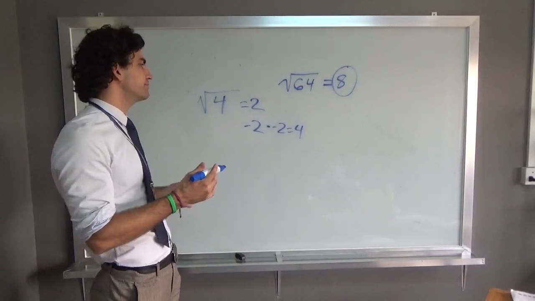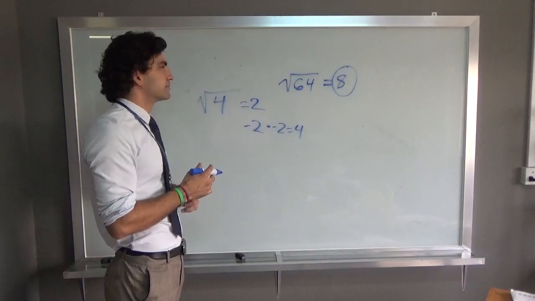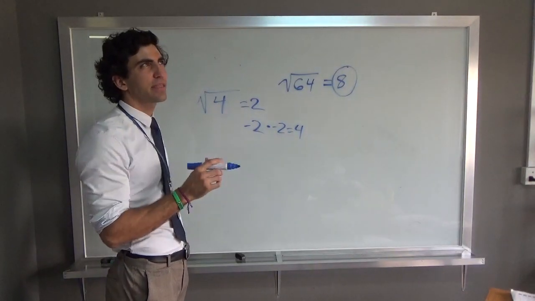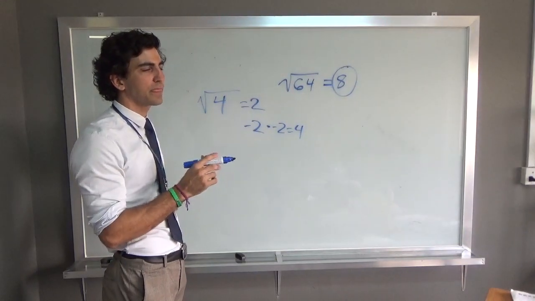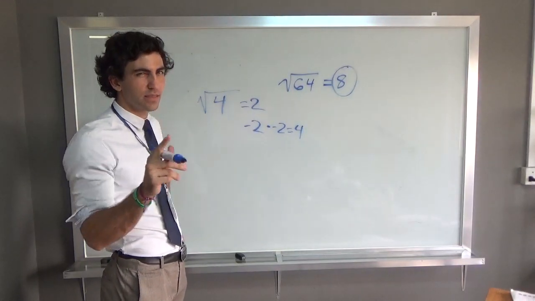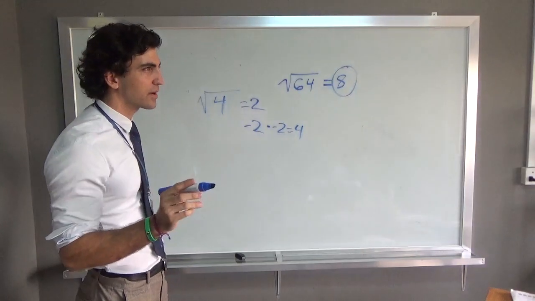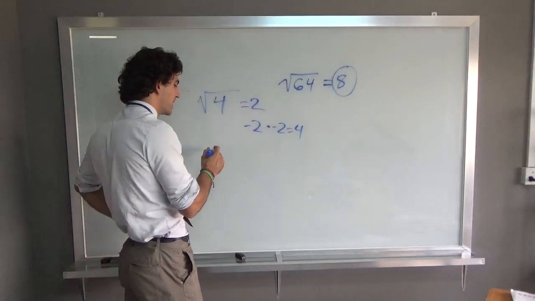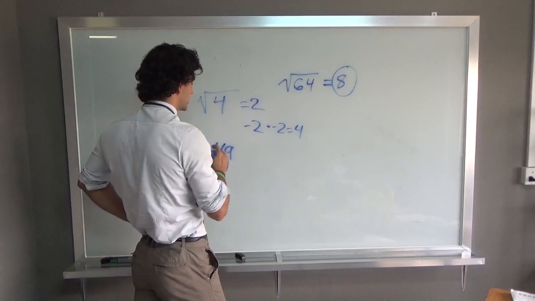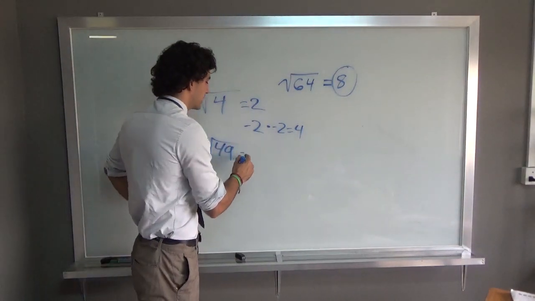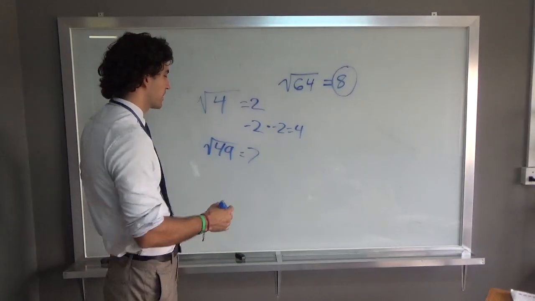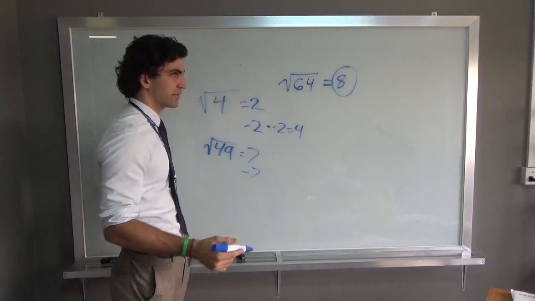There are some, okay, I can't think of any positive square roots that don't have a negative, but they might exist, so I'm not going to say that I'm 100% sure on that. But when you see the square root of 49, the answer, yes, it is 7, but it is also -7.